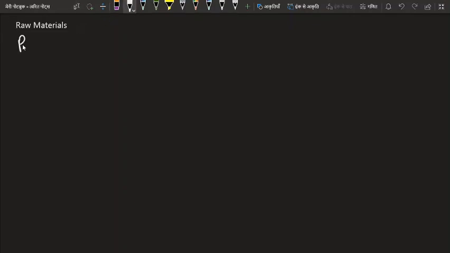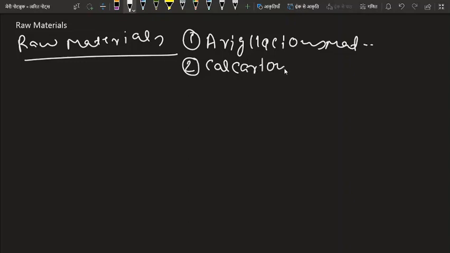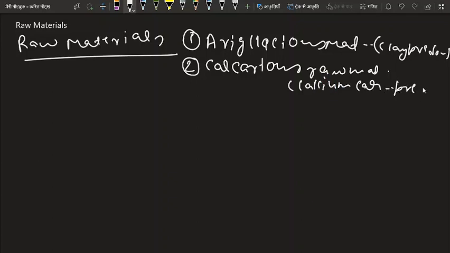In cement, we have two types of raw materials. What are they? First one is argillaceous raw material, and second one is calcareous raw material. Argillaceous is also called clay predominate, and calcareous is also called calcium carbonate predominate.